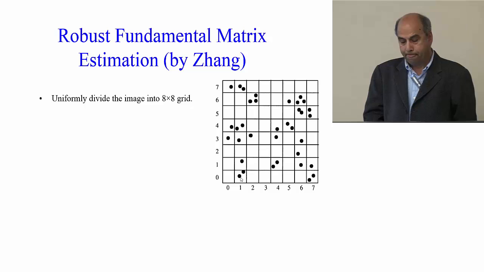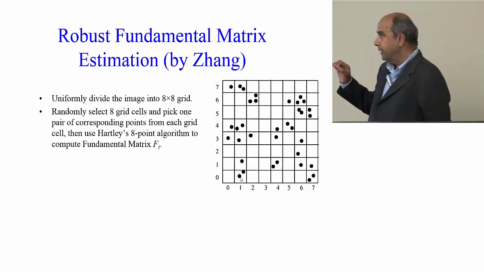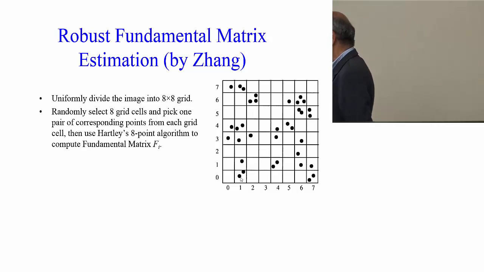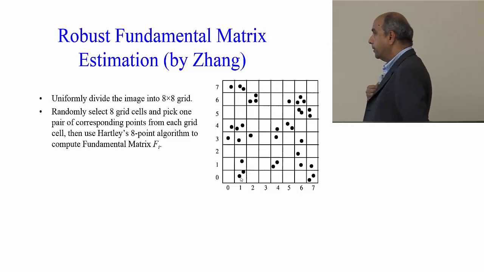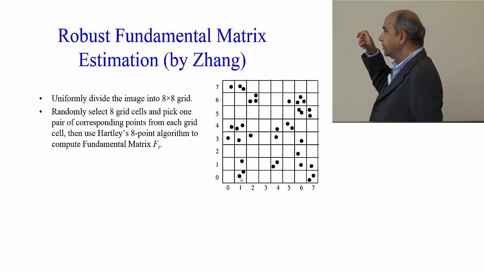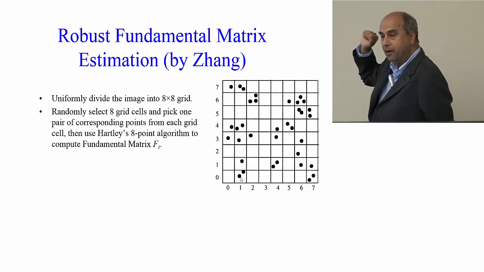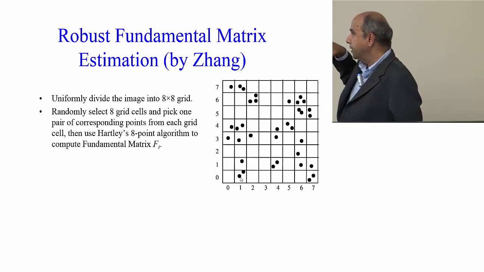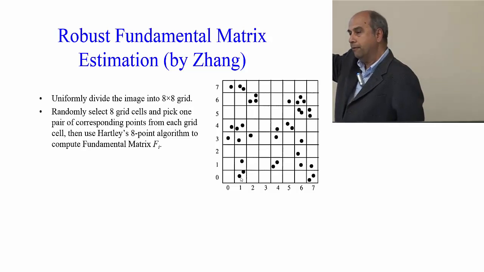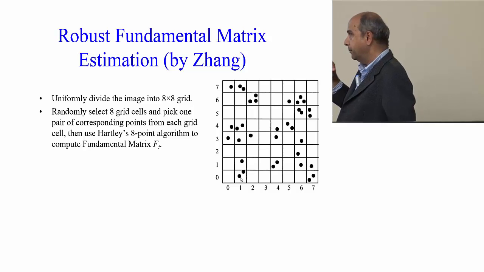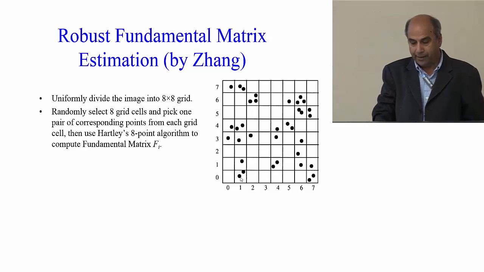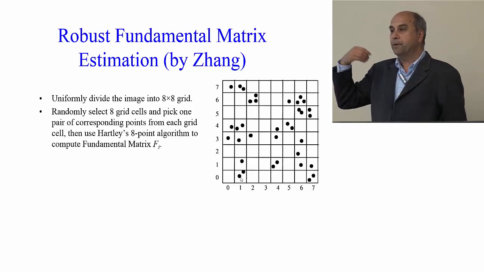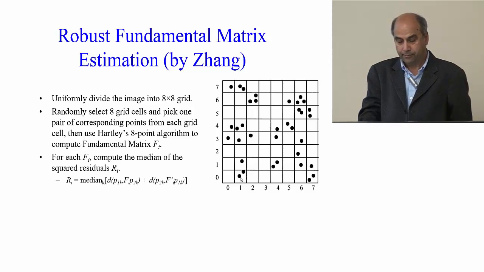Then what he will do is randomly select 8 points, corresponding from each of the grid points. There are 64 of those grid cells now. So you randomly select 8, and from each you select 1 point, so that you are selecting these points from the whole image, not arbitrarily selecting the upper half or lower half and so on. That will be a problem. So you do that, and using those 8 points, you compute the fundamental matrix using Hartley's algorithm, okay?